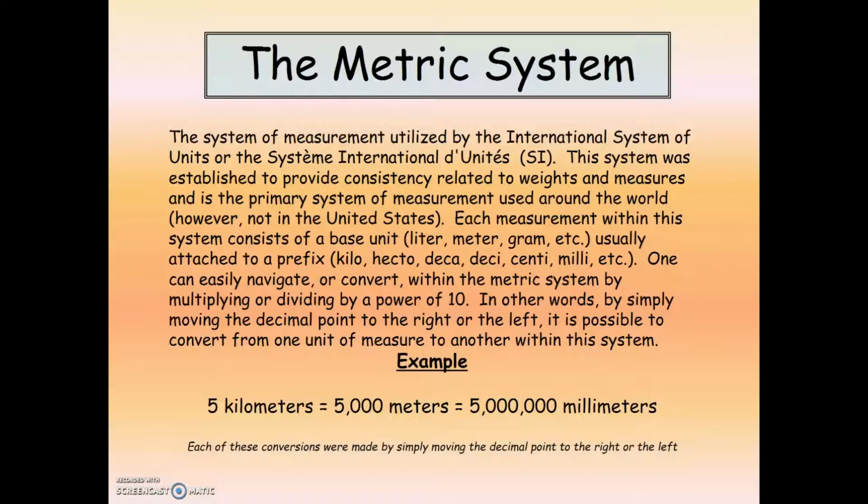Within this, the metric system makes things a lot easier. They're all based on powers of 10. So to move from one prefix to the next, all you have to do is multiply or divide by 10, or in other words, move the decimal point. This makes life a lot easier. For example, 5 kilometers is equal to 5,000 meters, or 5 million millimeters.